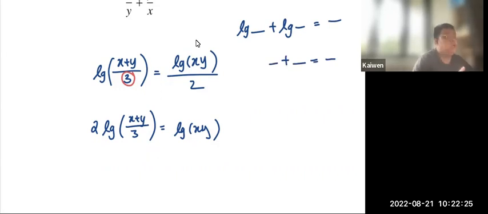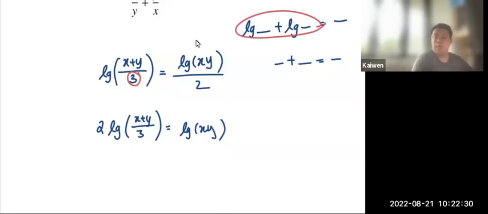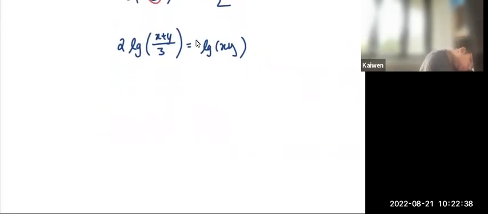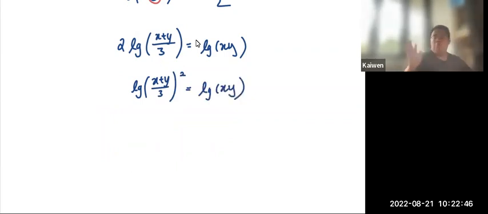This is wrong. You're not allowed to do that. You need to group these two terms together first, then you can cancel. I will mention this again later as there's a logarithm question upcoming. So the log of (x plus y over 3) whole squared equals the log of xy. And right now I've fulfilled what I said: both sides have only one logarithm.